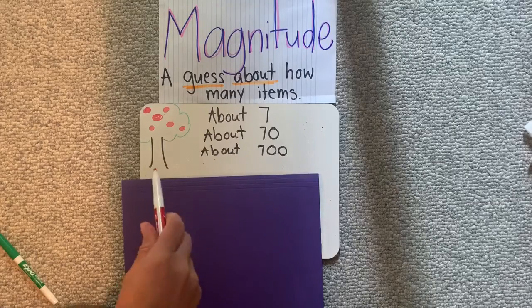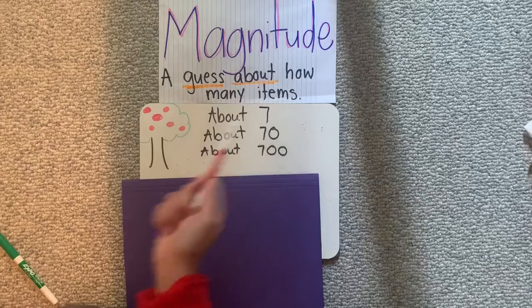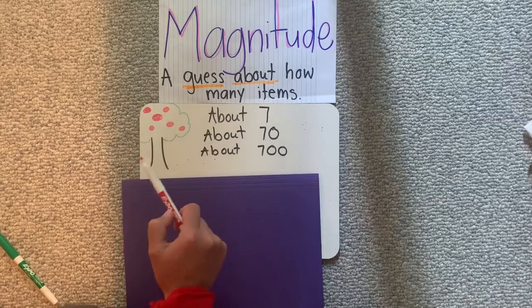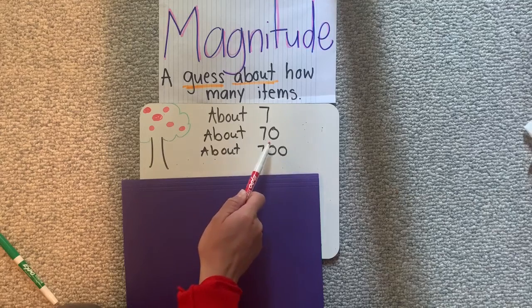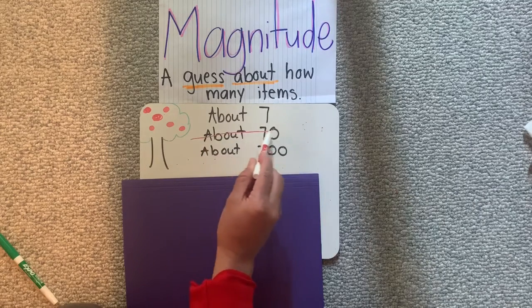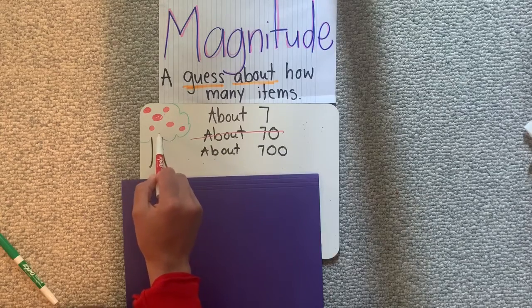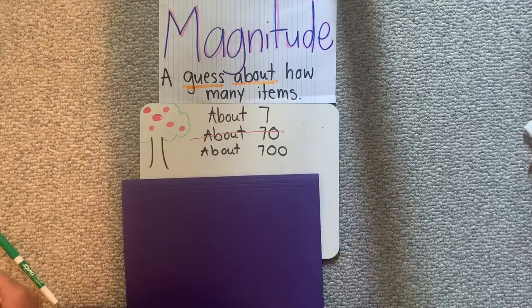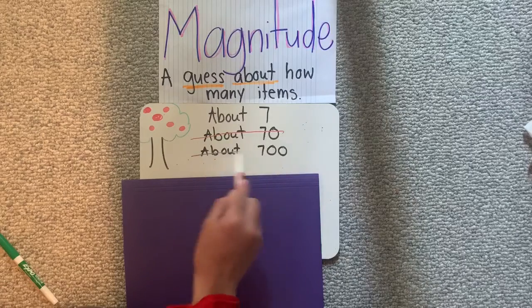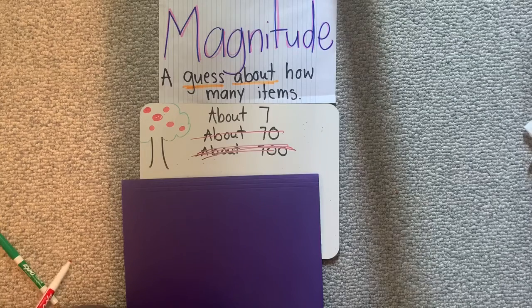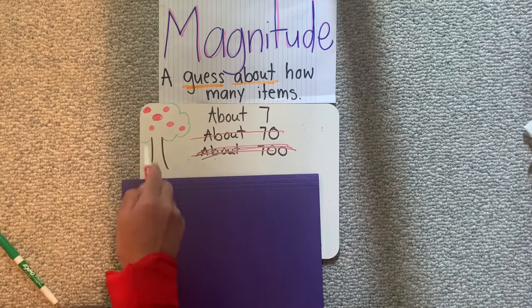Okay, so let's look at our first option. It says about 7. That could be possible. There may be about 7. Let's look at our next answer choice. About 70. I'm going to mark off about 70 because I know if there were 70 apples on this tree, there would be a lot more than what's shown right there. The next option is about 700. Definitely going to mark that one out. I know that if there were 700 apples on this tree, there would be apples on the ground too. It would be filled with apples everywhere.